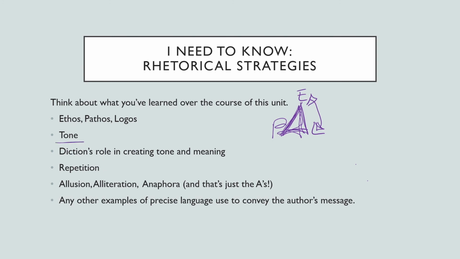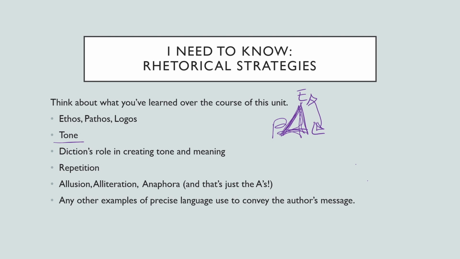Tone is really important in writing. What is it that the author is showing his or her attitude is toward the subject? And then how does diction create tone? And how does diction create meaning? All writers use diction because all writers use words. But what's the purpose of those word choices? What is the purpose of what that author's doing? Is there repetition? Why? How? What's the importance of it?